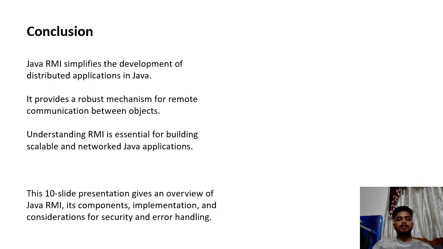Conclusion. Java RMI simplifies the development of distributed applications in Java. It provides a robust mechanism for remote communication between objects. Understanding RMI is essential for building scalable and networked Java applications. This 10-slide presentation gives an overview of Java RMI, its components, implementation, and considerations for security and error handling.